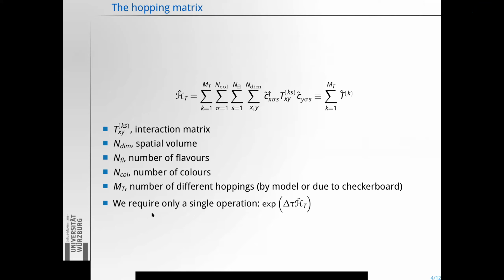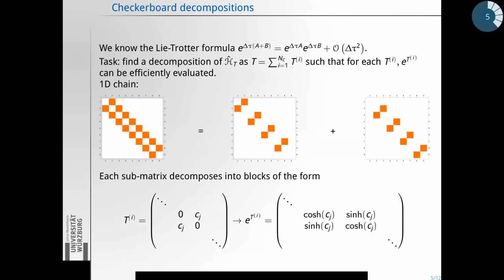For the checkerboard decomposition, it's important to know that most of the time, basically all of the time, we require only a single operation. We need to be able to exponentiate the hopping Hamiltonian and perform operations with the exponentiated hopping Hamiltonian. Because if we use that, then we can again apply the Lie-Trotter formula to split up a sum of matrices into a product of exponentiated matrices subject to an additional error.